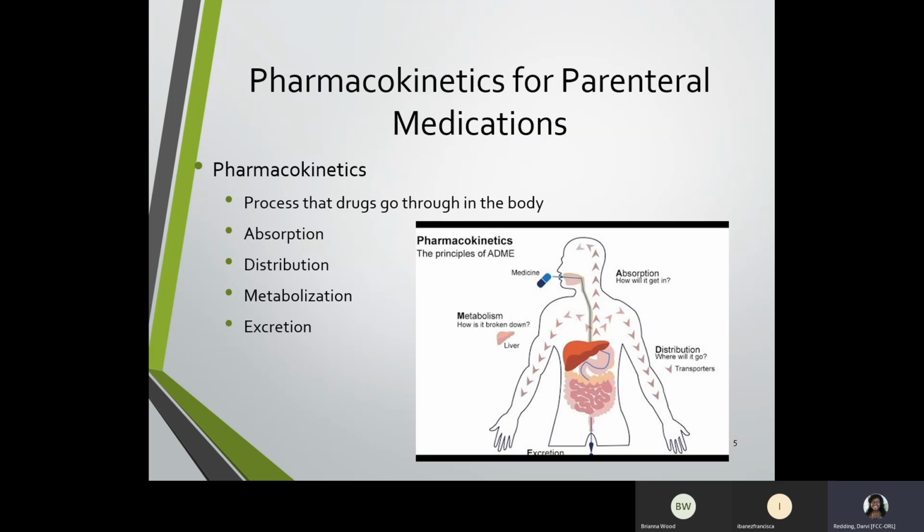It's important to know there is an acronym associated with pharmacokinetics, and that acronym is ADME, A-D-M-E. Absorption has to do with how the medication is going to get in. Distribution is based on where the medication is going. Metabolism is based on how the medication is broken down, and then excretion is based on how the medication is going to leave. So now that we've gone over the definition of pharmacokinetics and learned those 4 processes, let's dive into what the processes mean individually.